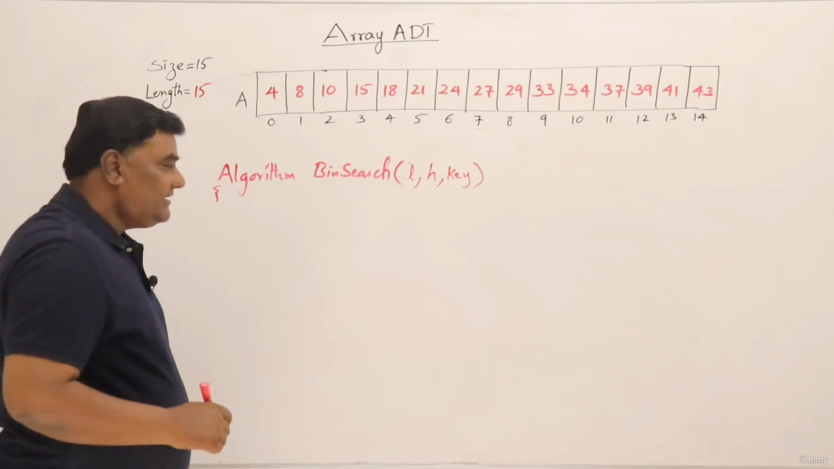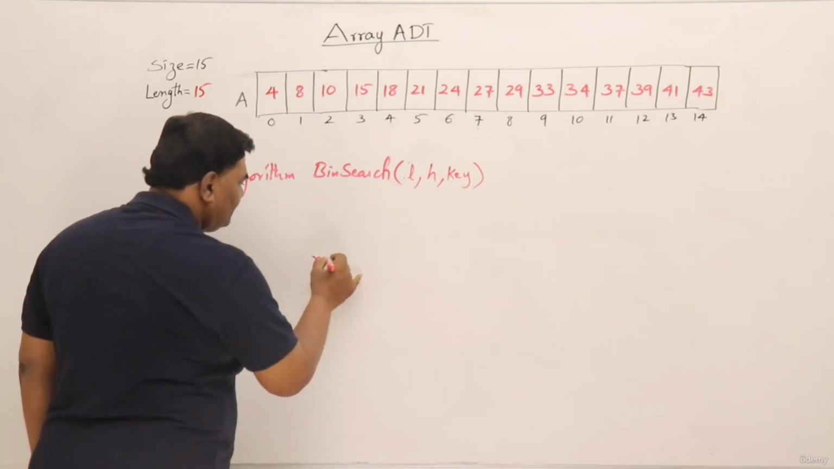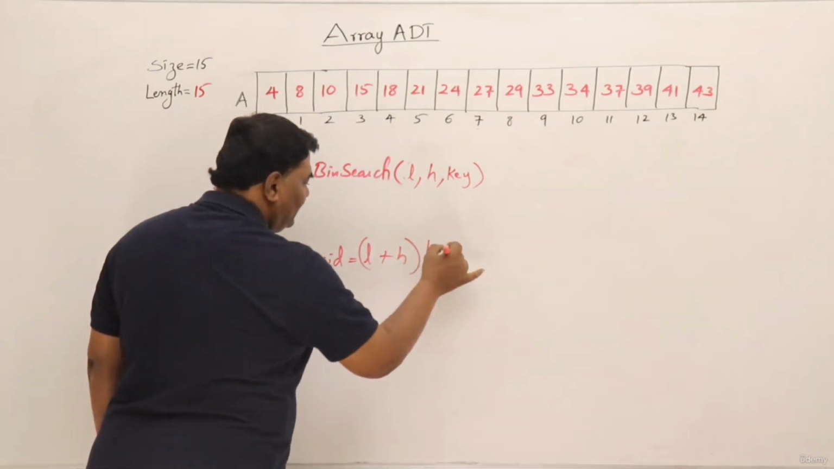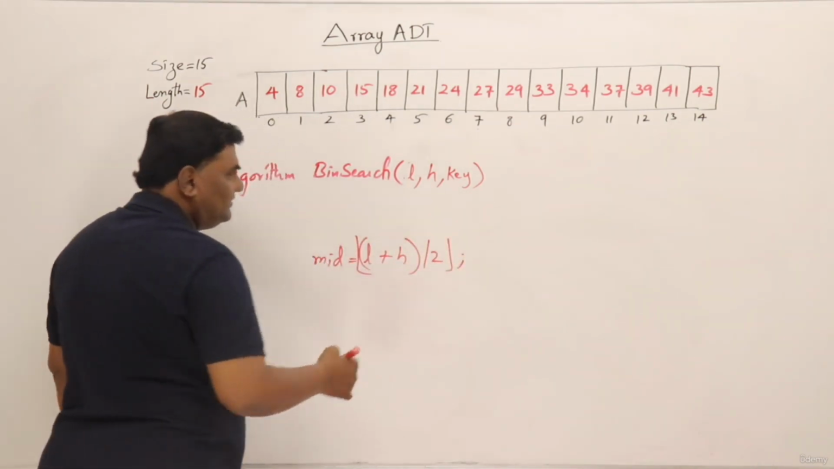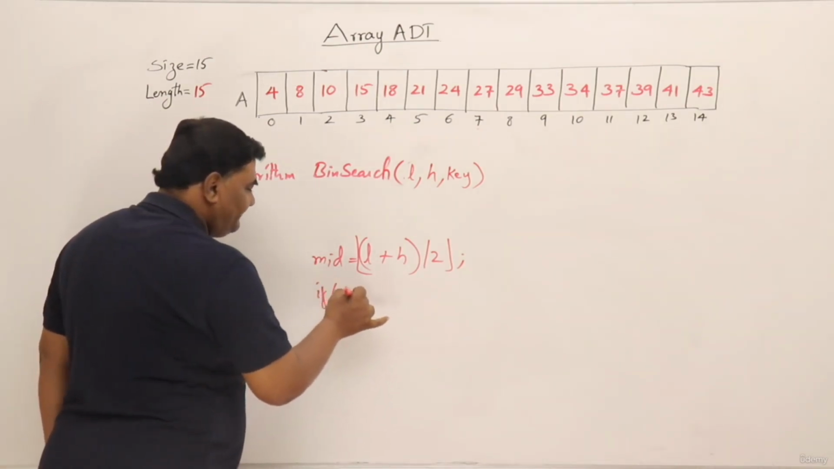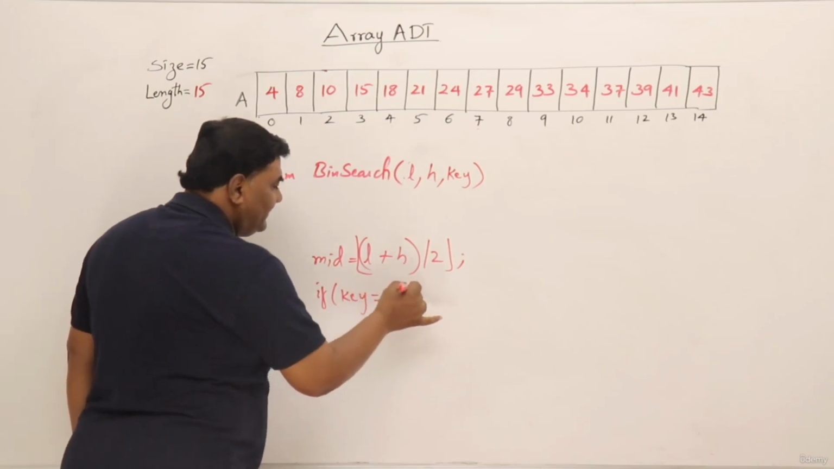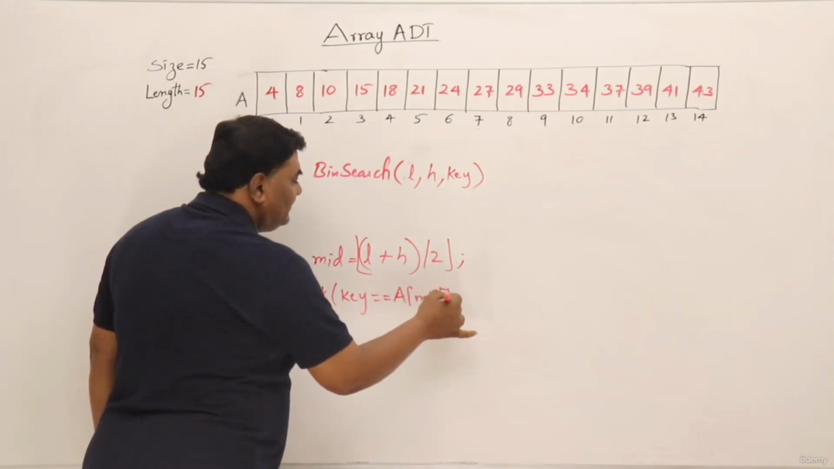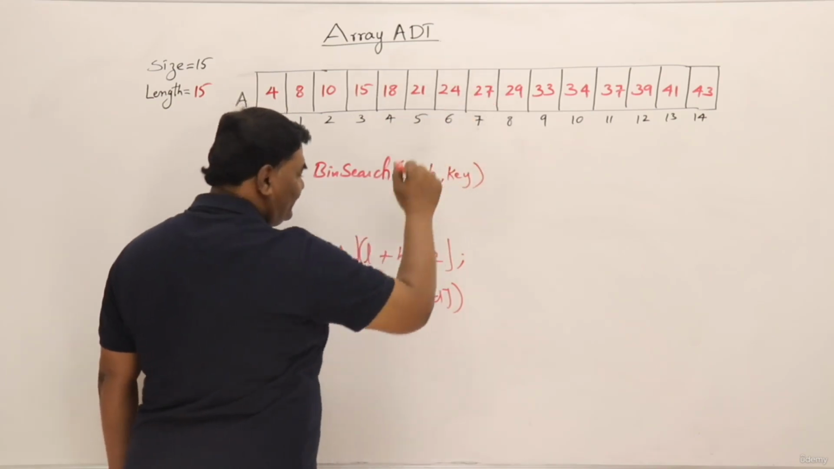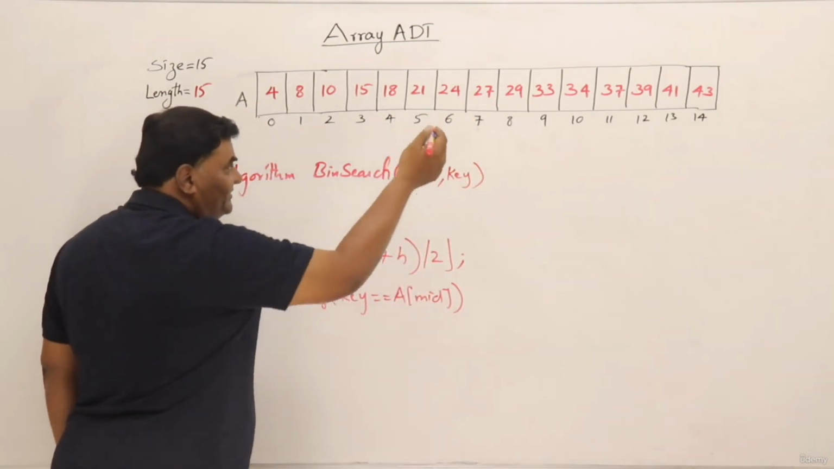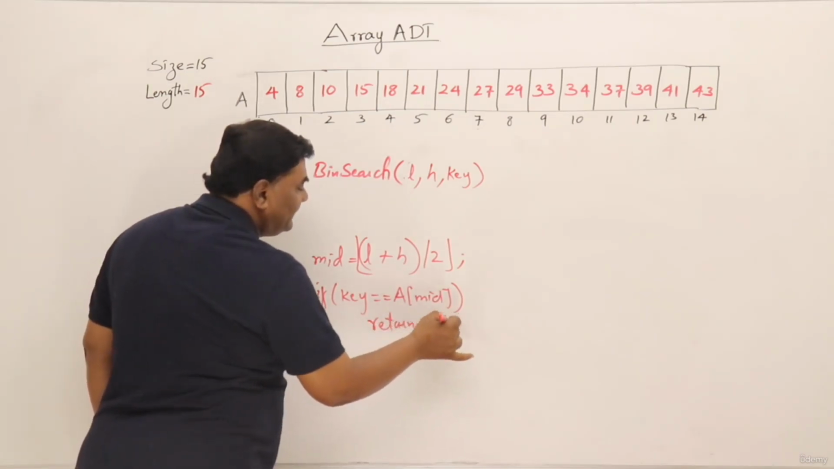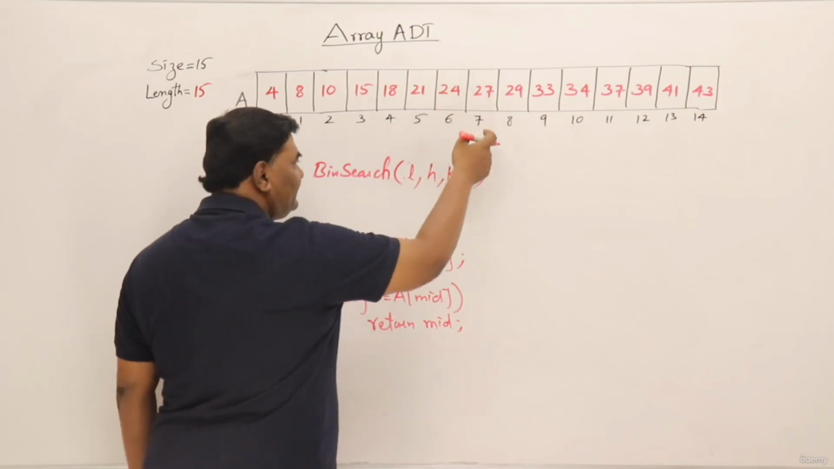Then what we were doing every time? We were finding out mid. Mid is low plus high divided by 2, and we have to take the floor value. Then we were checking whether the key is present at A of mid. If key is equal to A of mid. If you remember, we were getting the middle element, this one. So we were checking whether this is the key element that we are searching for. If so, suppose we are searching for 27, then it is found. So return the index mid. That is, this is the index, it is found. So return it.